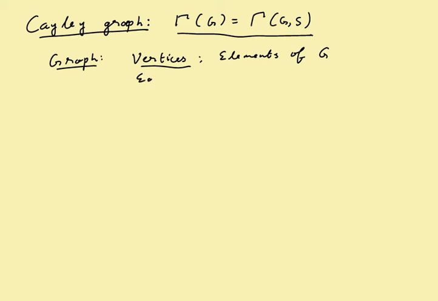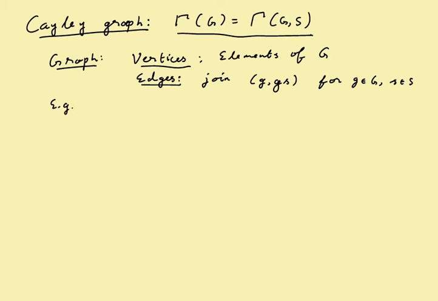What about edges? Edges join which vertices? They join g to gs, for g in G, s in S. Okay. And here we'll be taking metrics along graphs, that is, we measure paths along graphs.